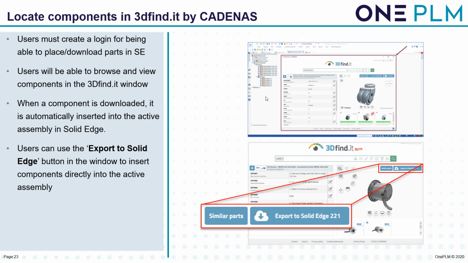Once we export them, they go straight into the assembly that we've currently got open. That's probably the big advantage. It will bring them in the correct format so that we can assemble them straight away.